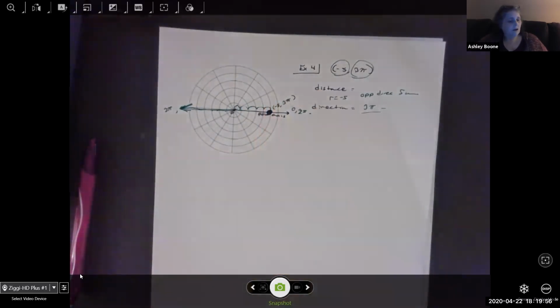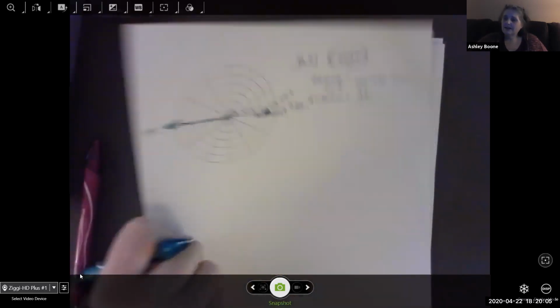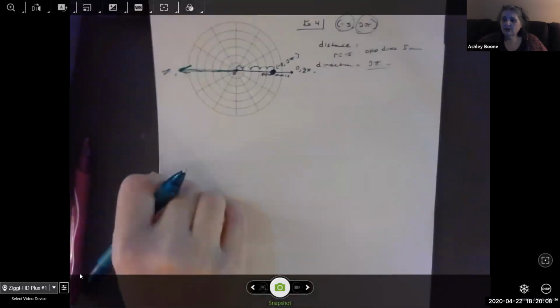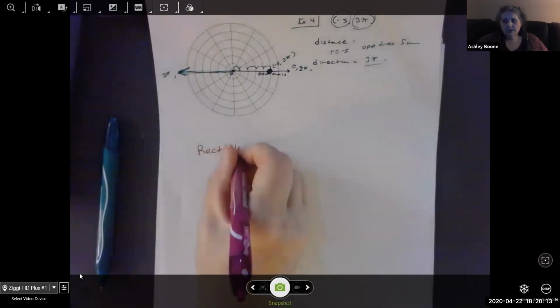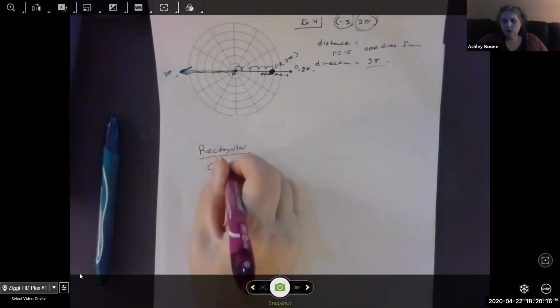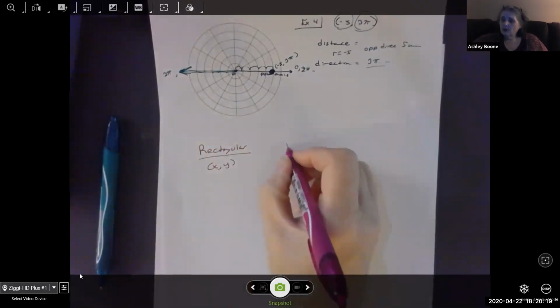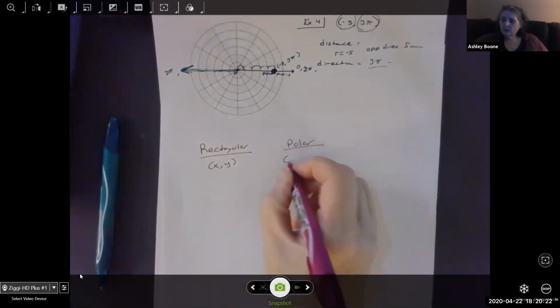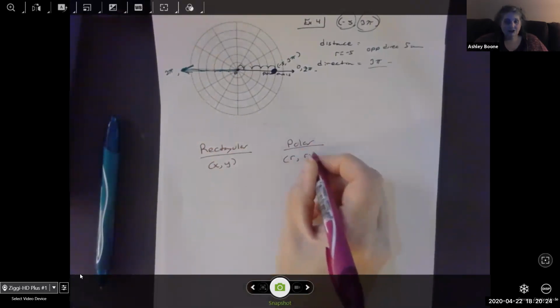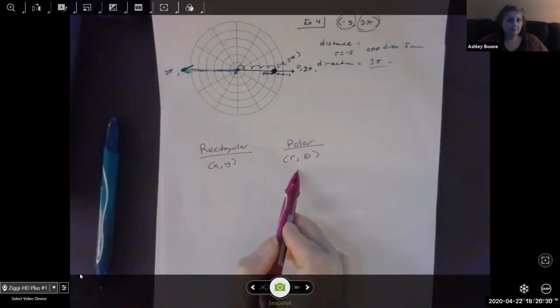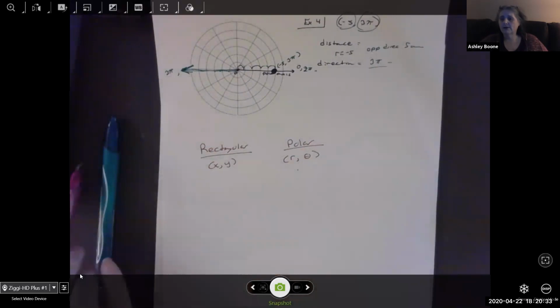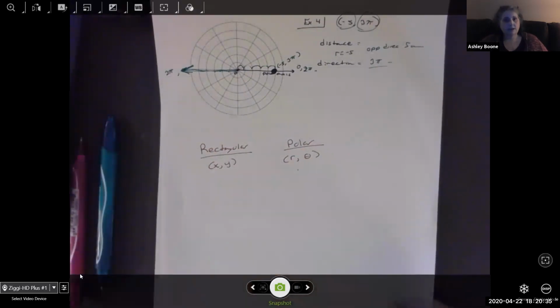There are a few problems in the notes that you can practice and get familiar with as we go through. But the big key thing to remember is that rectangular coordinates are what you're used to, those x, y ordered pairs. The polar coordinates are always going to be in the form radius and direction, angle. There are infinitely many ways we can write a polar point, but only one way we can write the x, y. Keep those in mind.